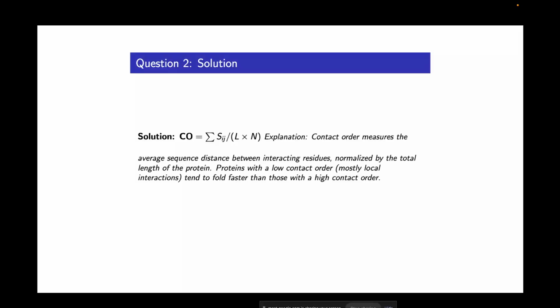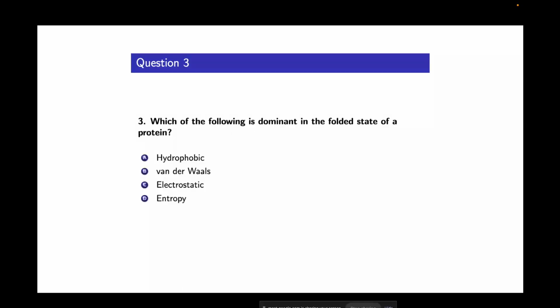Yeah, the first one is the correct option. Not much to explain here, but the one thing is that proteins with low contact order tend to fold faster than those with high contact order. If you have high contact order, mostly it is going to be more hydrophobic in nature and basically fold slower. Okay.